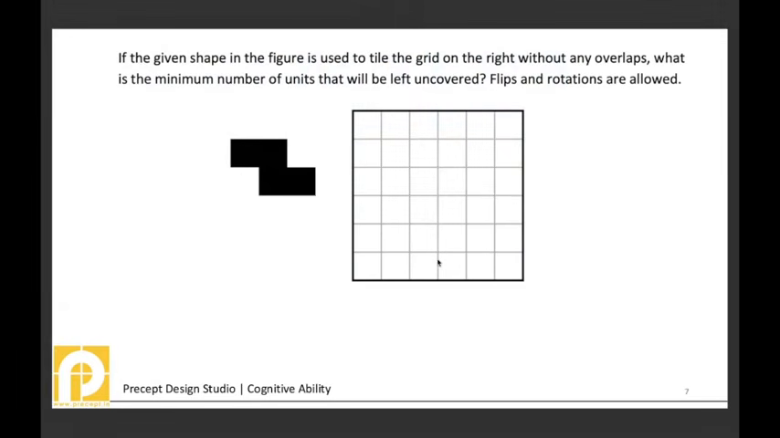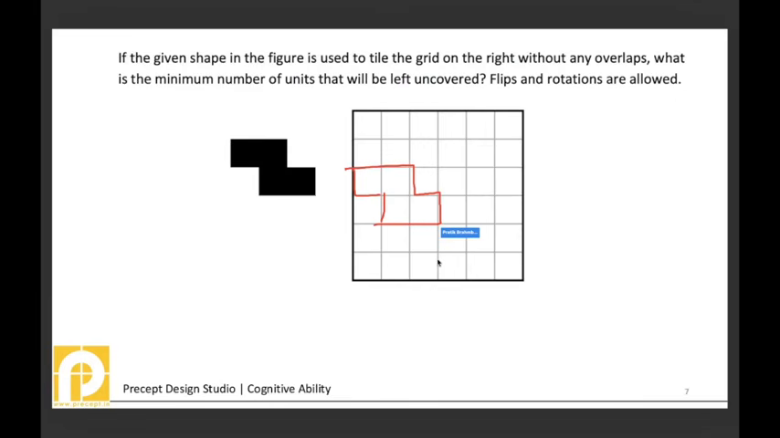If the given shape in the figure is used to tile a grid on the right without any overlaps, what is the minimum number of units that will be left uncovered? You can flip and you can rotate. Okay, we have to identify the tiles that will remain uncovered. So how will we tile it? Let's look at it. For the first tile, we start with this kind of orientation.